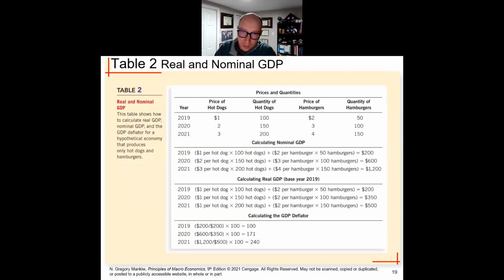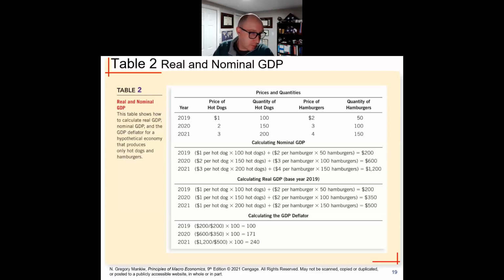How 200? Price times quantity plus price times quantity gives me 200 for 2019. Year two, price times quantity plus price times quantity. Nominal GDP is 600. Follow that same process for year 3, 2021. I'm at 1200. Okay, interesting. Now let's calculate the real gross domestic product. Here's where you'll notice the difference.